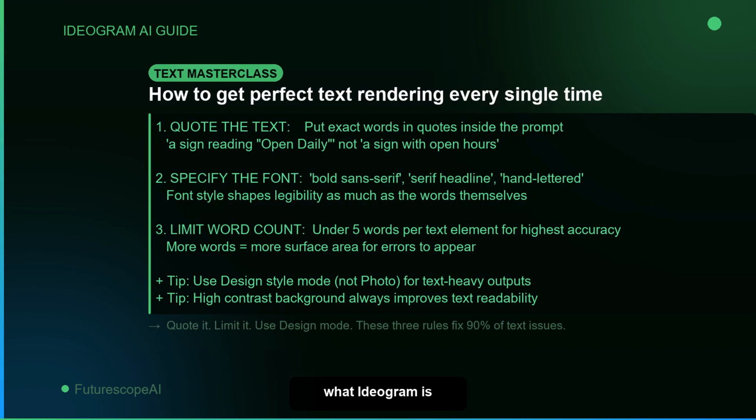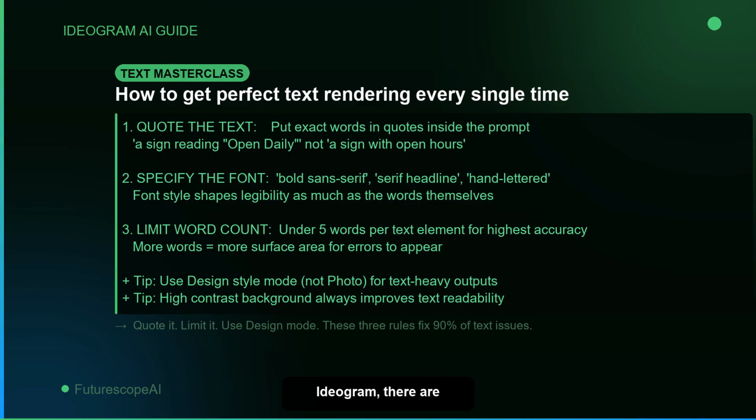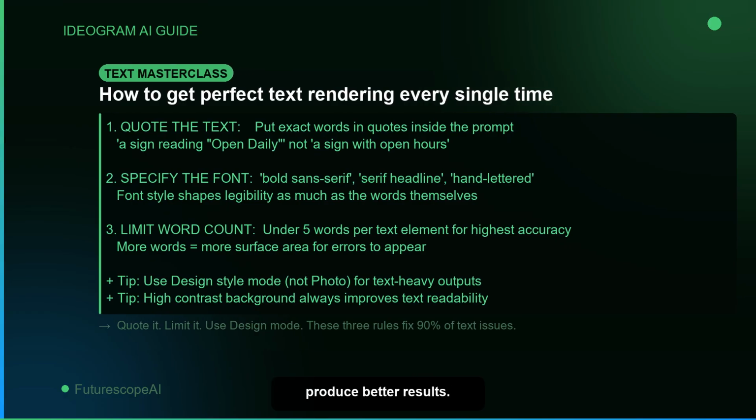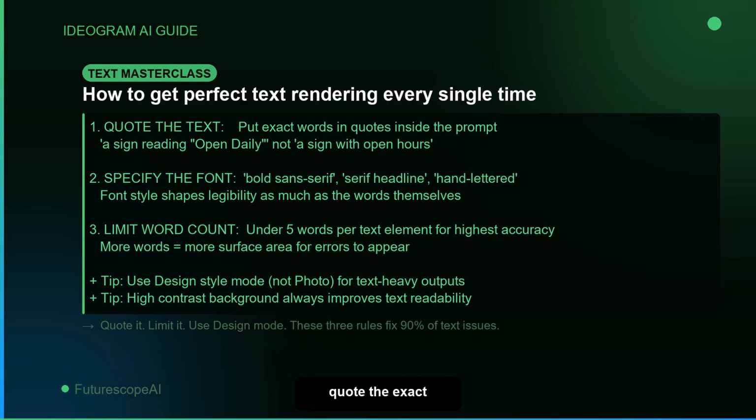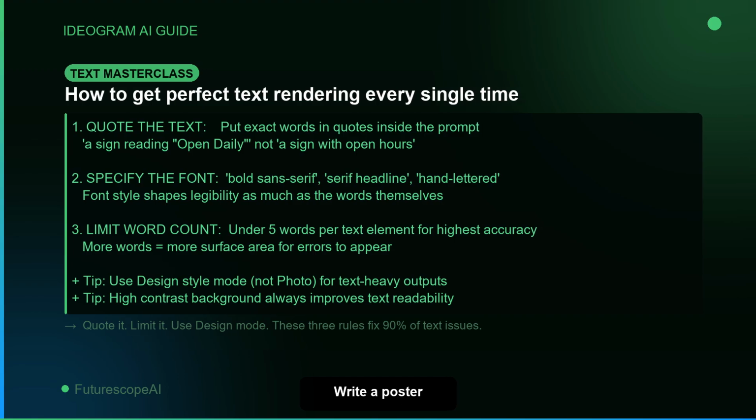Text rendering is what Ideogram is built for, but even within Ideogram, there are techniques that consistently produce better results. Rule 1. Always quote the exact text you want in the image. Write a poster reading "Open daily" in your prompt, do not describe it vaguely as a sign with opening hours. Literal equals accurate. Rule 2. Specify the font style. Bold sans serif, italic serif, hand-lettered, font style shapes legibility as much as the words themselves.